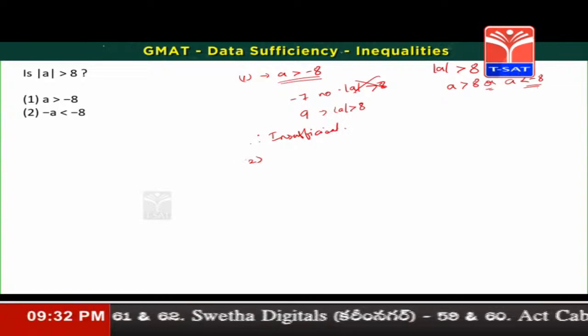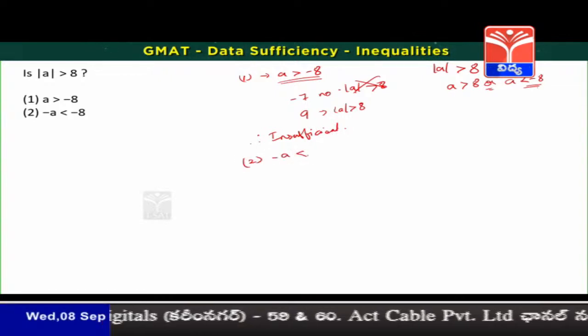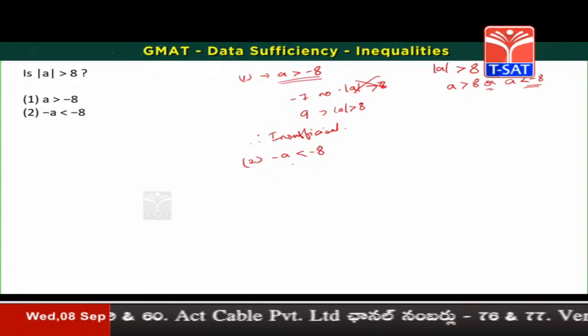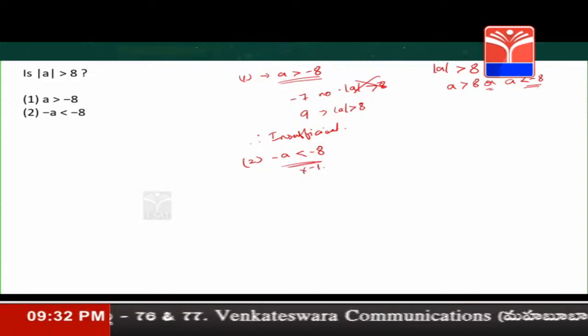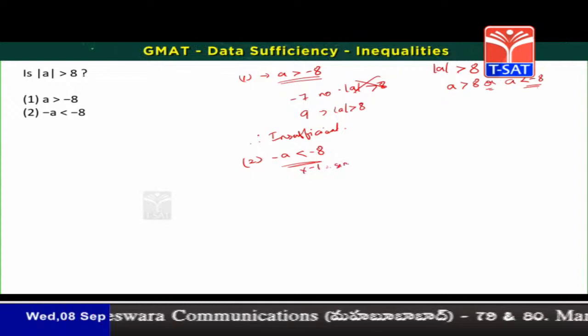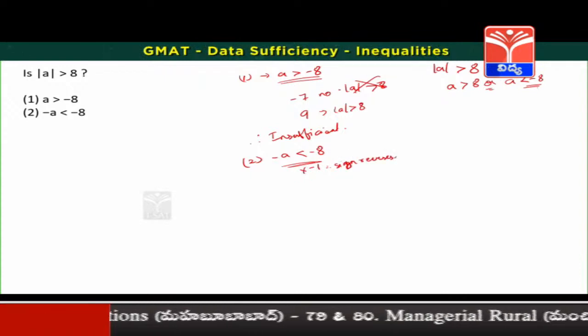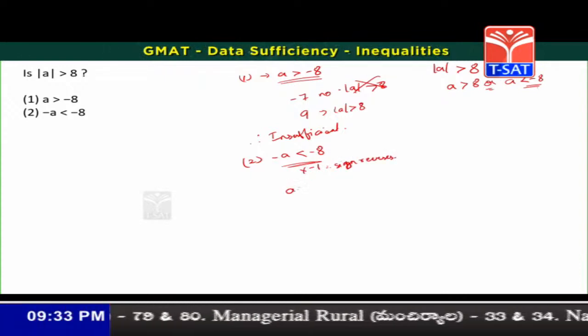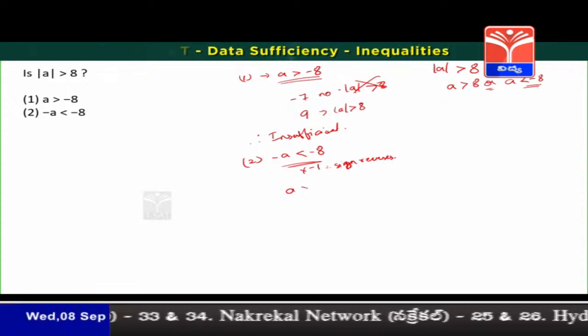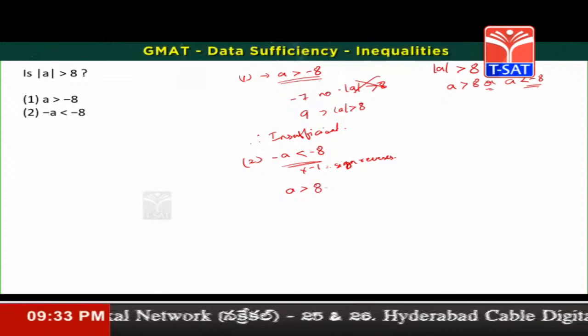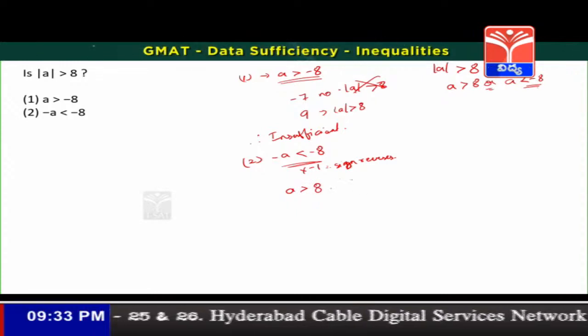Now, statement 2 says minus 8 is greater than minus A. We can multiply both sides by minus 1, and then the inequality sign reverses. If you are multiplying with a negative number, the less than inequality turns to greater than. So, A is greater than 8, multiplying both sides by minus 1.